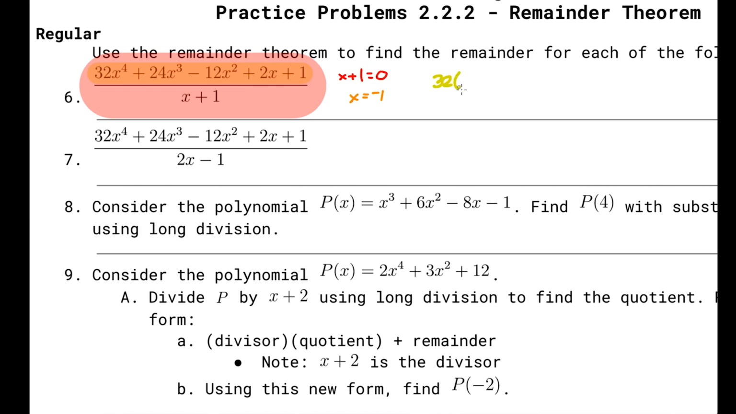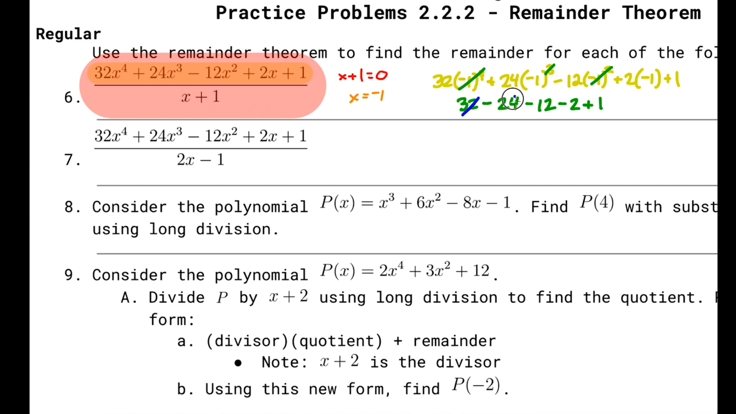So it's going to be 32 times -1 to the 4th plus 24 times -1 to the 3rd minus 12 times -1 squared plus 2 times -1 plus 1. Okay, this is going to be 1, so I'm not going to worry about it. This is going to be 1, I'm not going to worry about that. So you're going to end up with 32, and this is going to be -1, because it's -1 times -1 times -1 is -1. So we're going to do -24 here, minus 12, and then minus 2 plus 1 for each of the other ones.